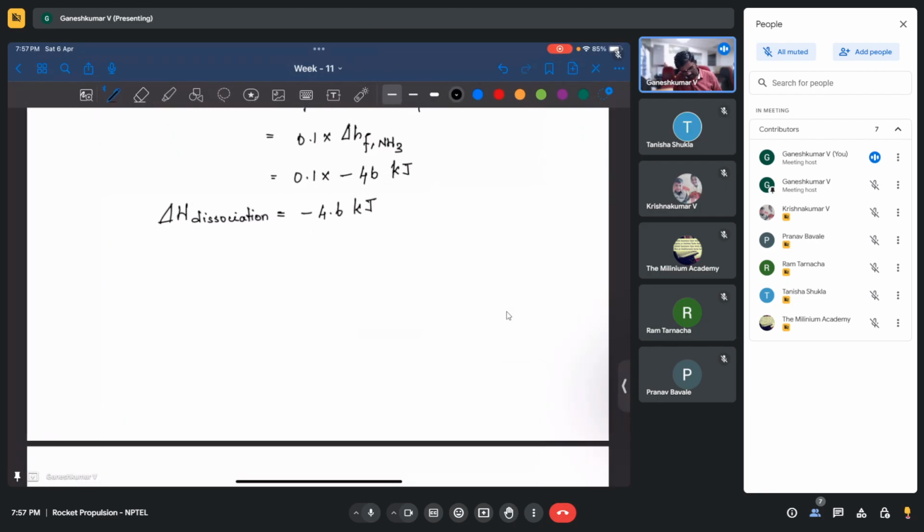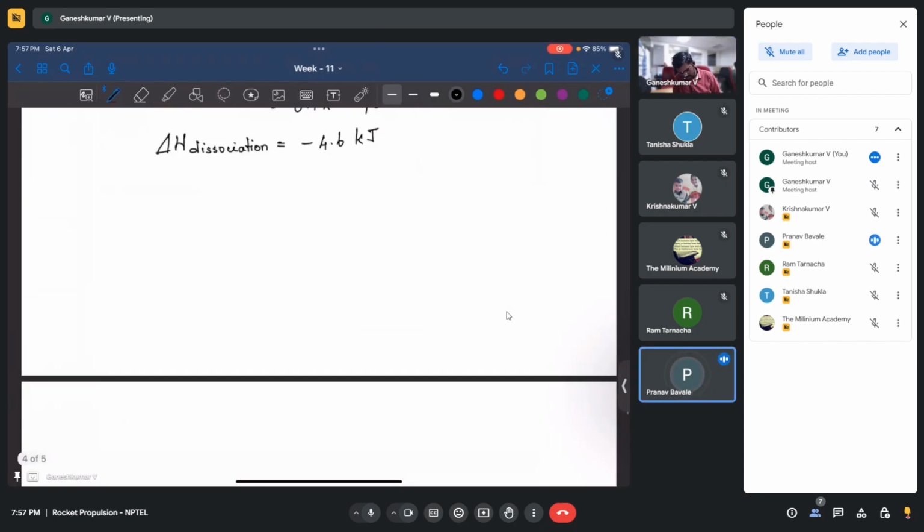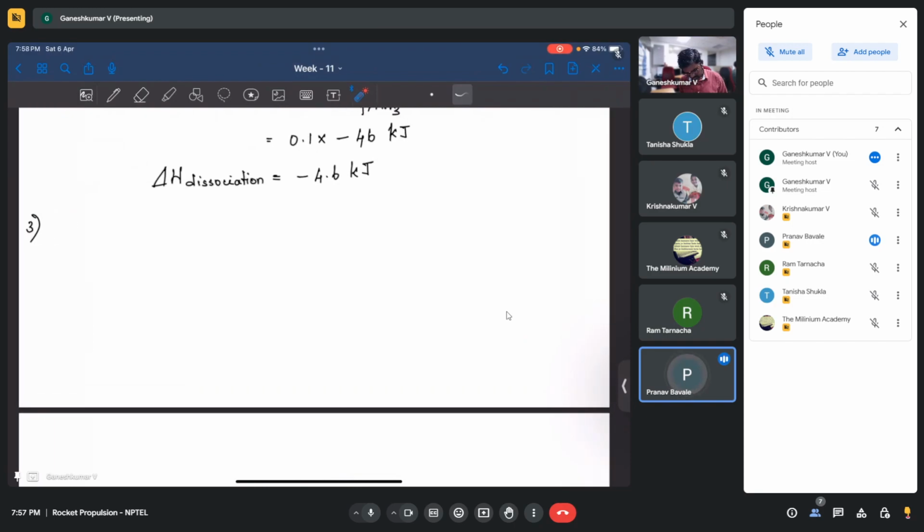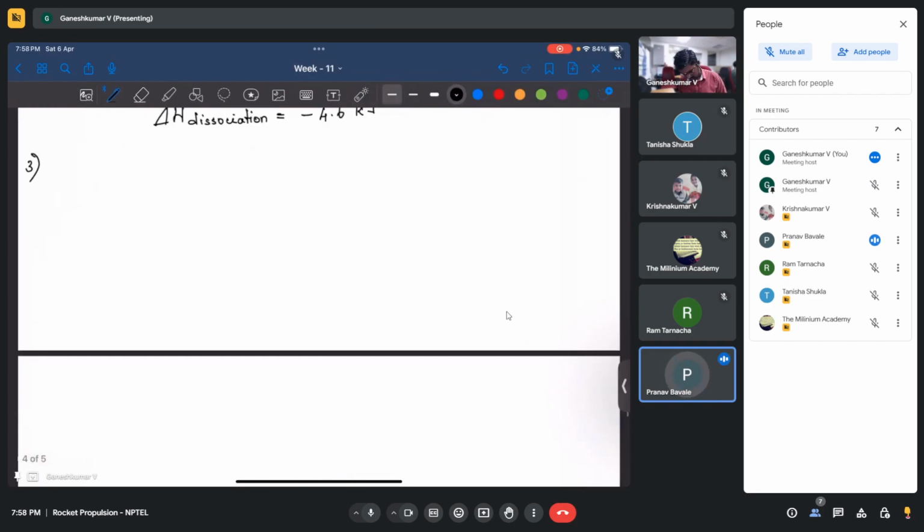Because of dissociation, first of all, the heat is lost. And only 0.9, so 90% of NH3 is being used for generating thrust. You also have hydrogen and nitrogen instead of the other 10%, they are also there, so your mixture of gas is going to be like this. So the 90% NH3 and the H2 and N2 are used to generate thrust, and the 10% NH3 causes the loss of thrust.